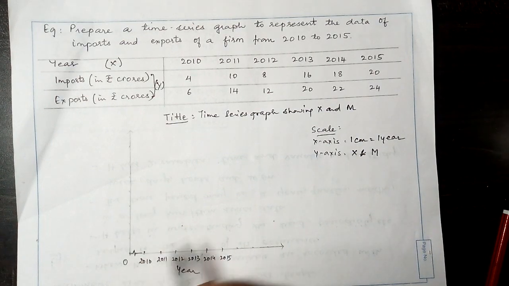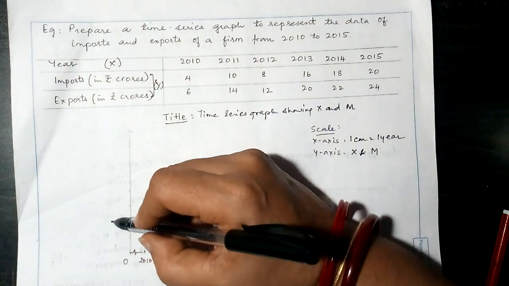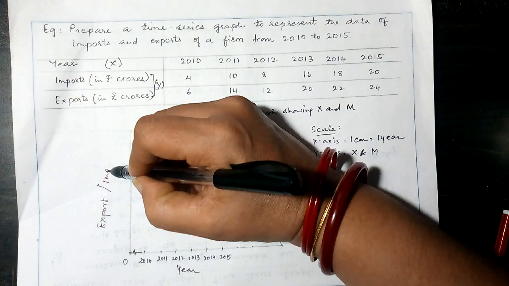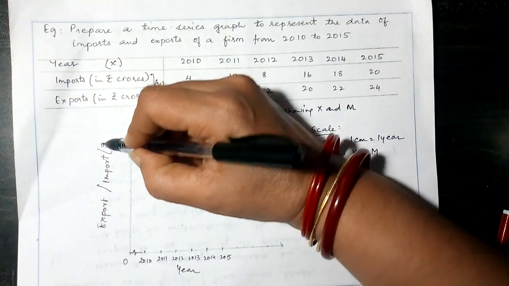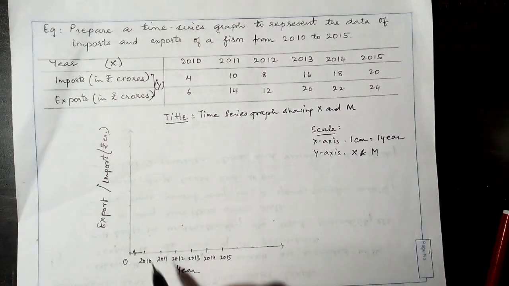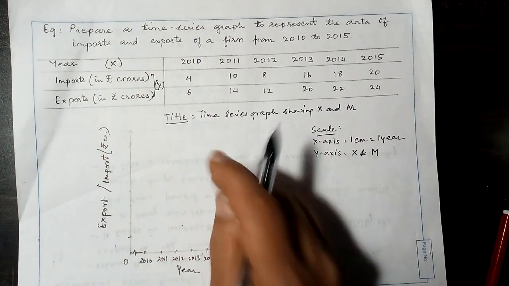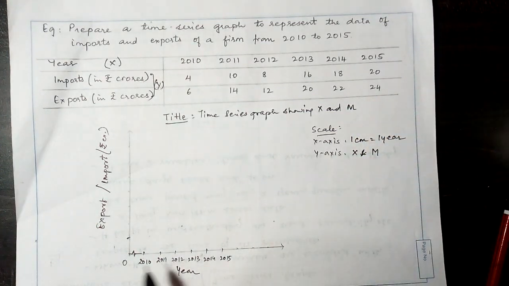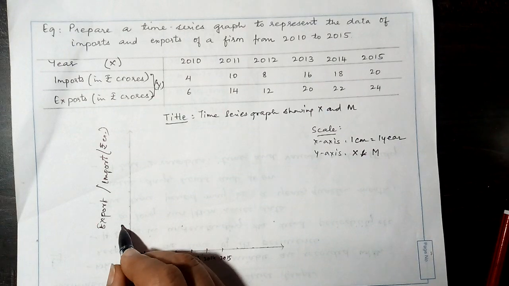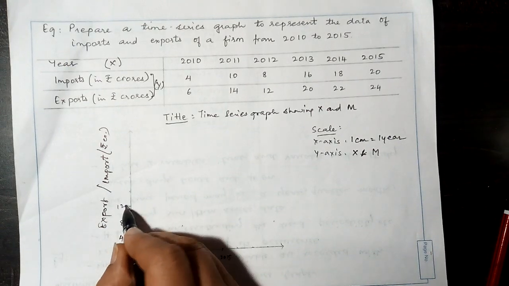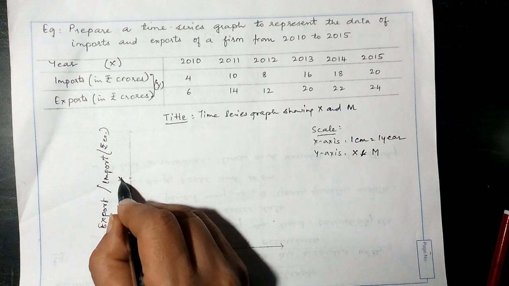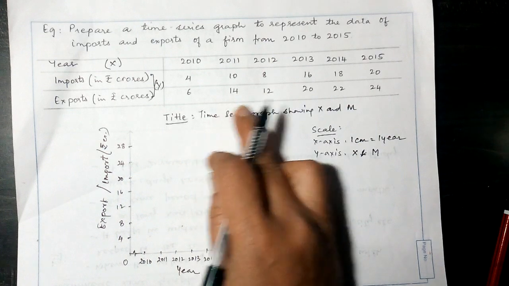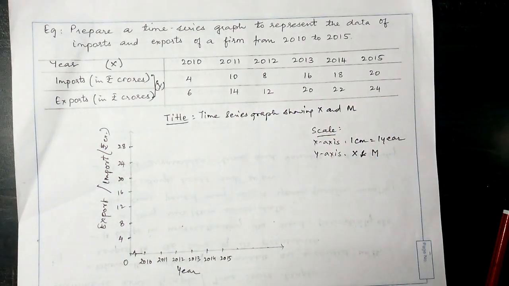Now on the y-axis we are going to plot export and import. So let's write down here export slash import, and you have to write here crores of rupees. Then we will write down the numbers, all of which are multiples of 4. So 4 crore, 4 twos are 8, 4 threes are 12, 4 fours are 16, 4 fives are 20, 4 sixes are 24 and 4 sevens are 28. I think that should be sufficient because the largest number here is 20.